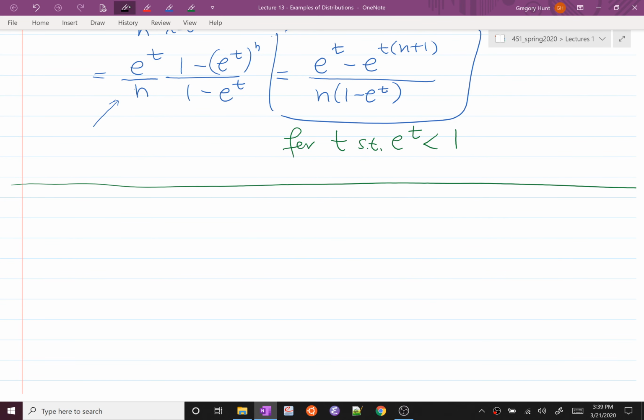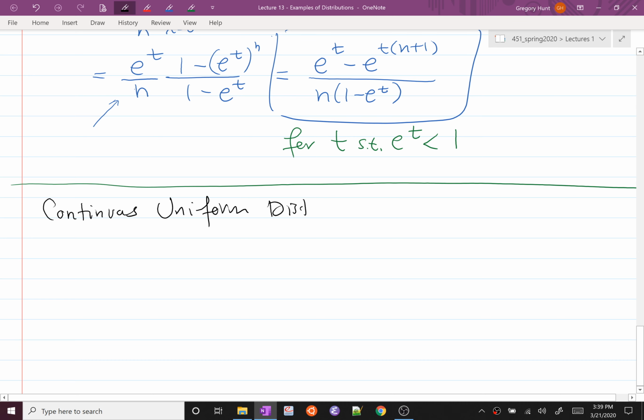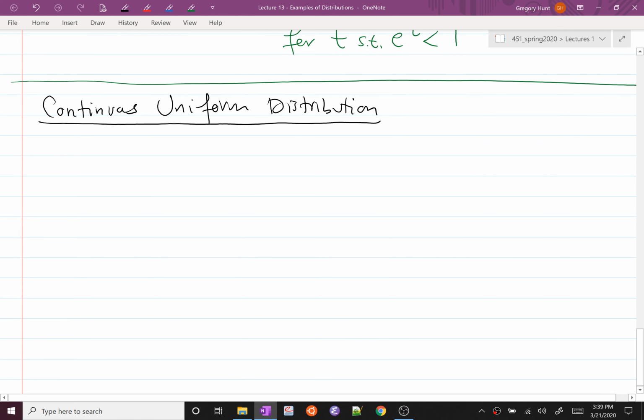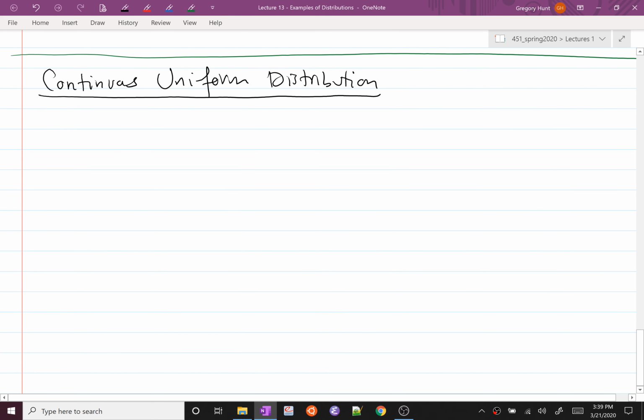Okay, so that's the discrete uniform. The mirror world, the continuous version, is of course the continuous uniform distribution. In many ways, the continuous versions are nicer. We don't have to work with all these summations. We don't have to remember any formulas for geometric series.